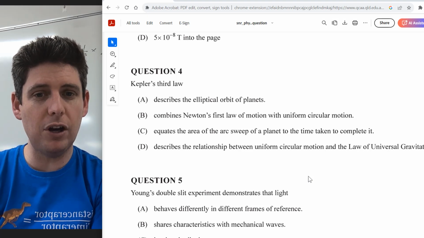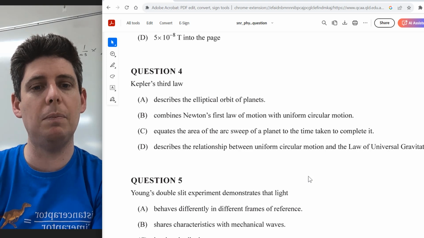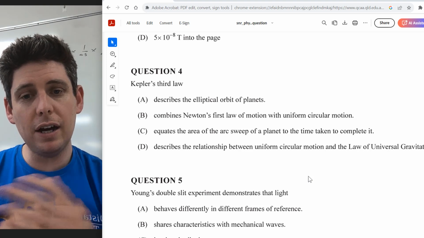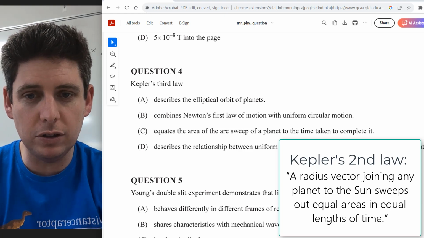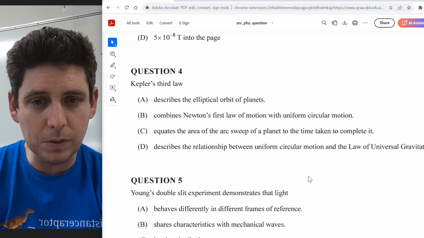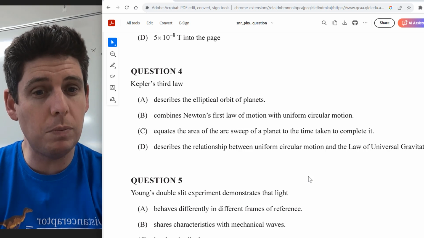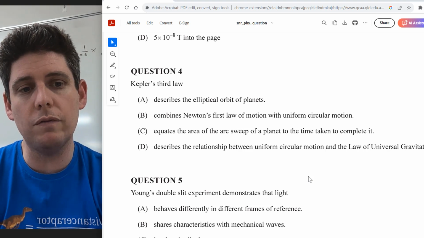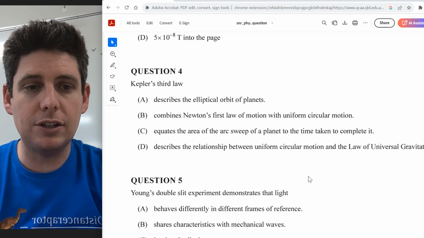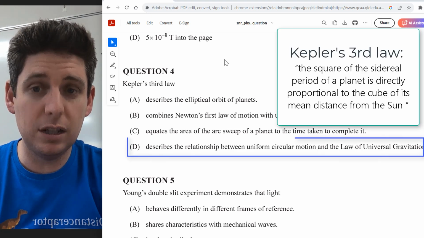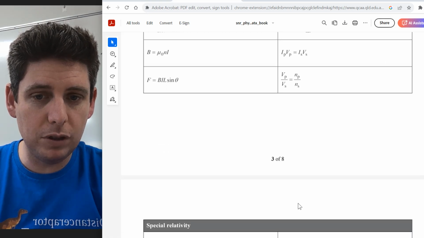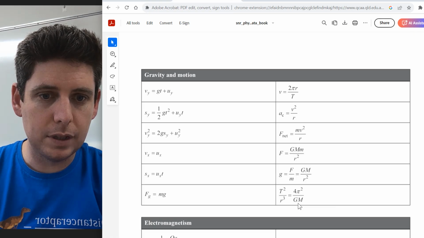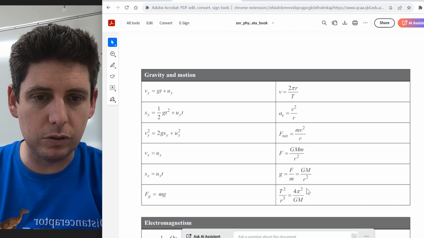C equates the area of the arc swept by a planet. So area, that's all about Kepler's second law. There's no area in the third law. And D describes the relationship between uniform circular motion and the law of universal gravitation. That is Kepler's third law. If you look on the formula sheet, this is basically Kepler's third law.